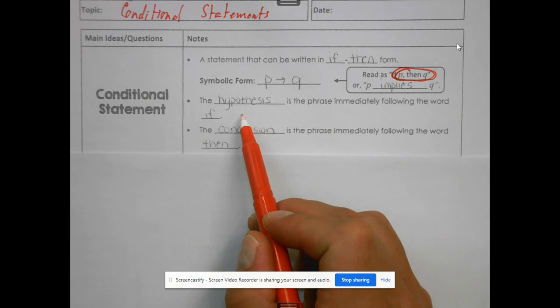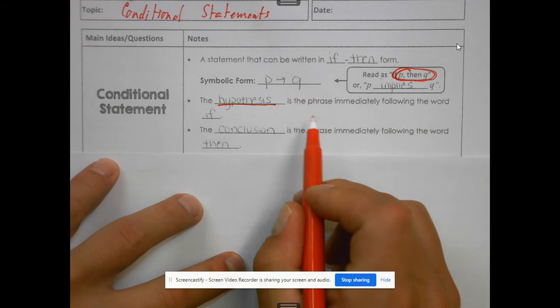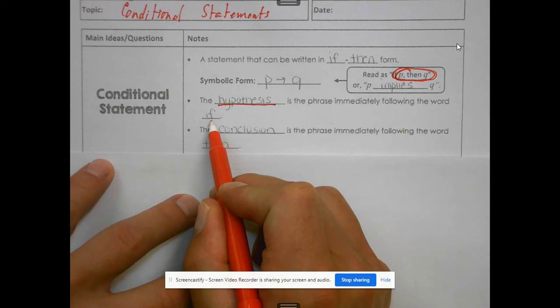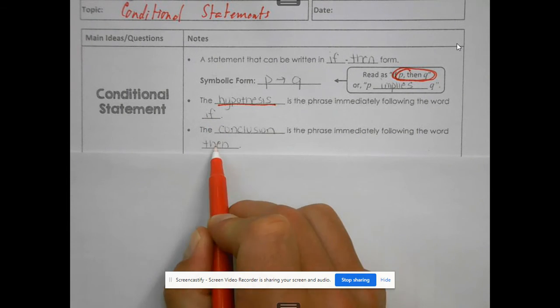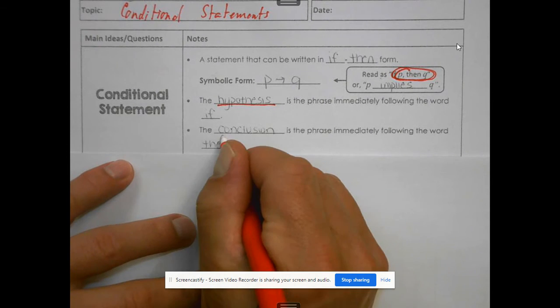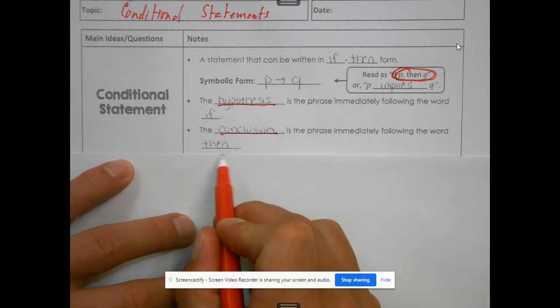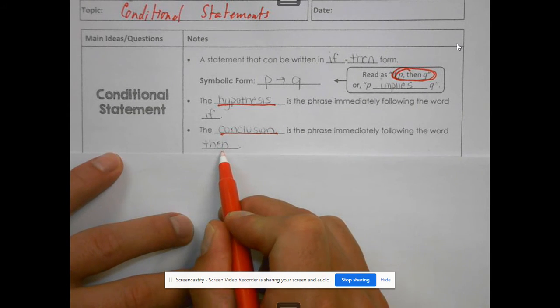A couple of vocab words. The hypothesis is a phrase immediately following the word if. So the hypothesis is the stuff after the word if. The conclusion is the phrase immediately following the word then. So all the stuff that comes after the word then is considered your conclusion.